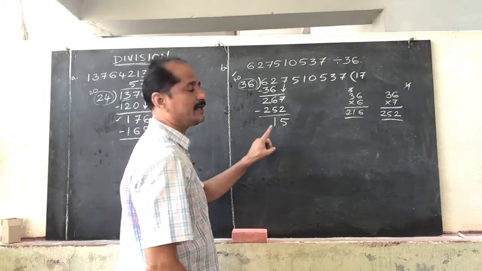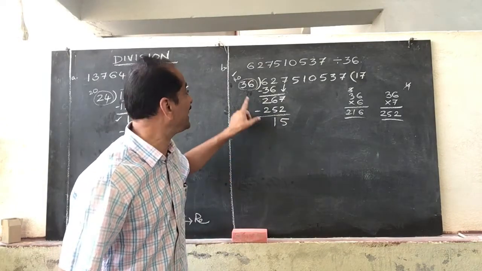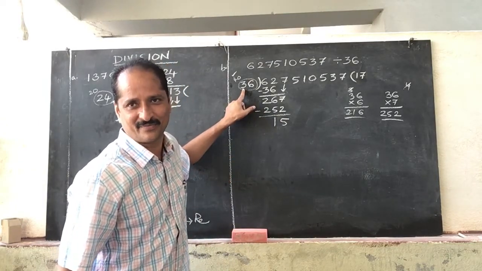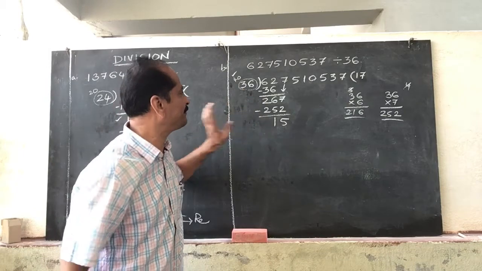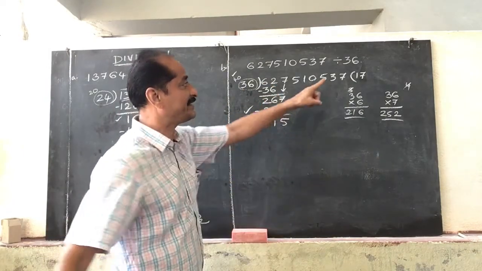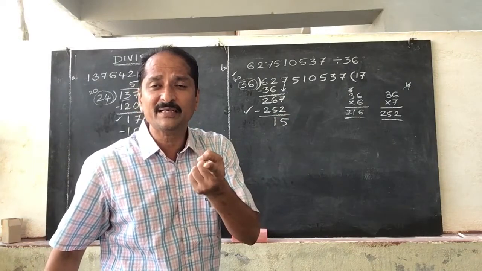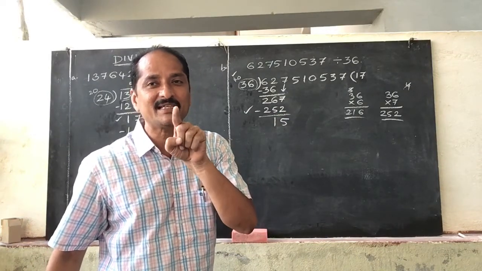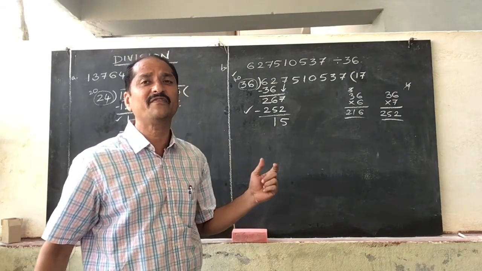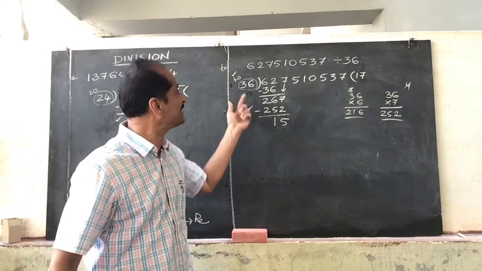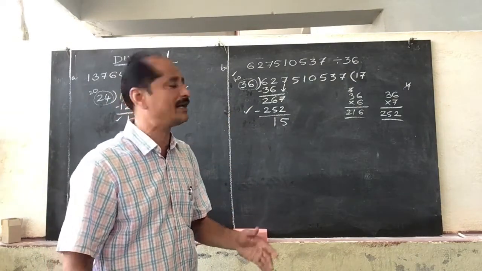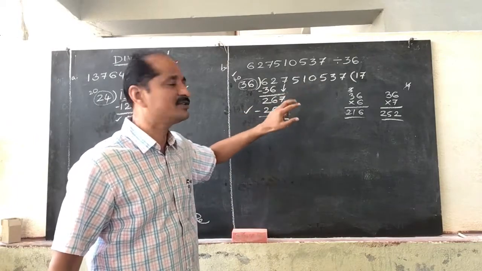Bring down 15. Now this 15 is less than 36. So this step is correct now. Here this step is 7 times. Before, how many times had we written? 6 times. When we wrote 6 times, what came? We got remainder 51. 51 is more than 36. So we said this step is wrong. Therefore we are taking it 7 times. So then this is correct.